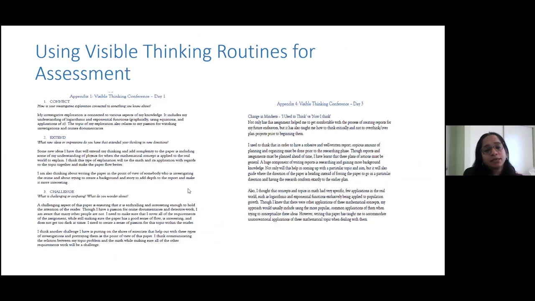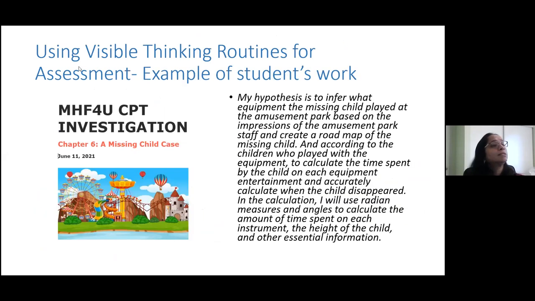She surpassed the expectations I had for her, and perhaps she surpassed the expectations for herself too. This was another example of student work. She used my hypothesis to infer what equipment. So she's trying to investigate a case where a child went missing in an amusement park. And she's going to use radian measures and the angles to calculate the amount of time the child spent on each ride in the park. And then, use some kind of math technique to find out when the child might have gone missing.